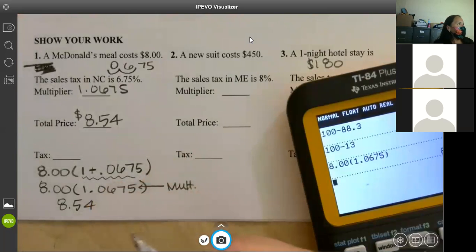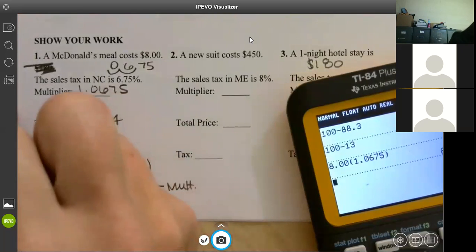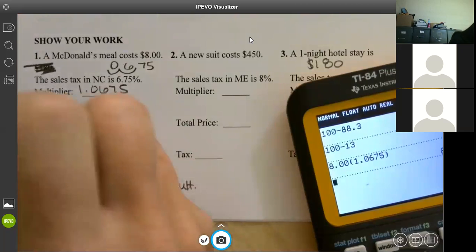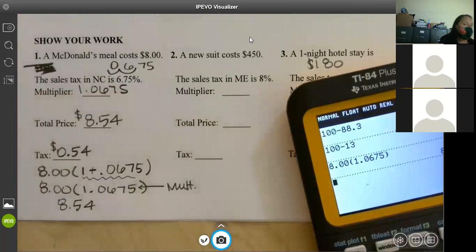How do you know you paid 54 cents? You're correct. How'd you know? It was only $8 and now we had to pay $8.54, right? So we subtract those two and our tax is 54 cents. You can write it like this, or you can write 54 with a little C slash, I don't care.